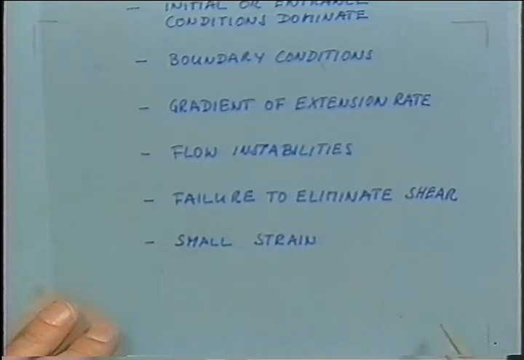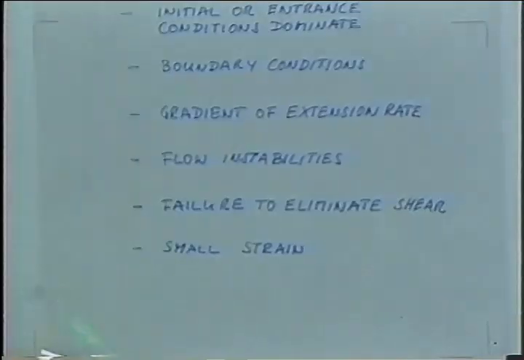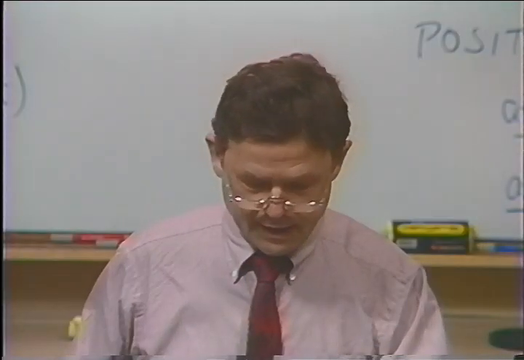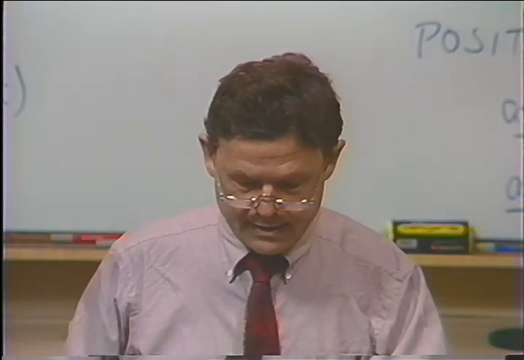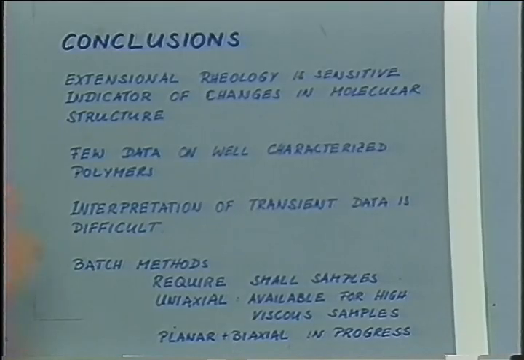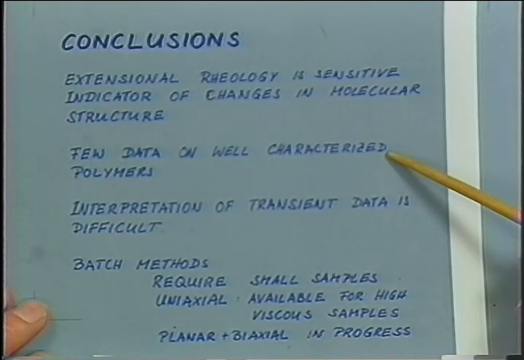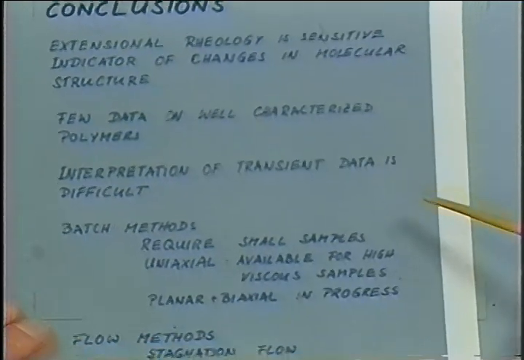Small strain is, well, it depends. When you're at the stagnation point, the strain you can produce in your system is very, very large. So the conclusion is that extensional rheology is a very sensitive measure for changes in molecular structure. So we really would like to have extensional rheometers available in a bigger variety and easy to handle, but it's still difficult. Very few data are available on well-characterized polymers, and you probably know why now.